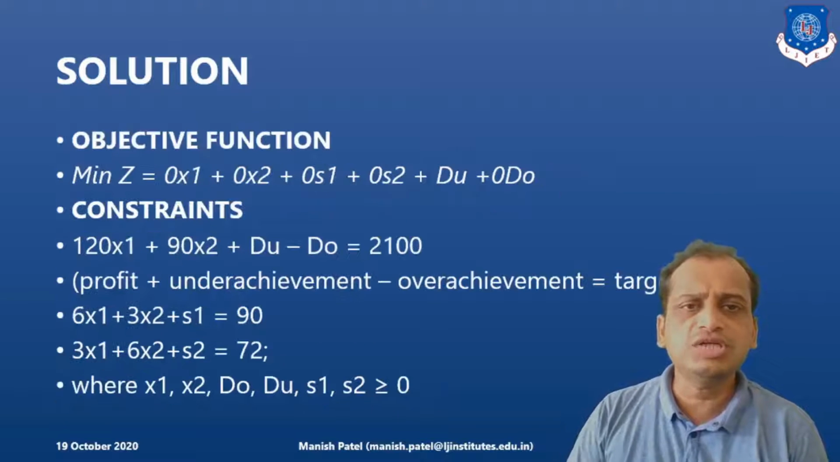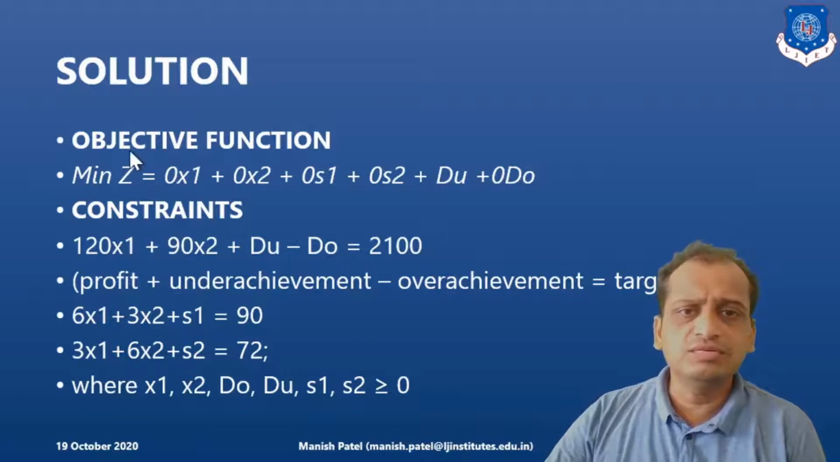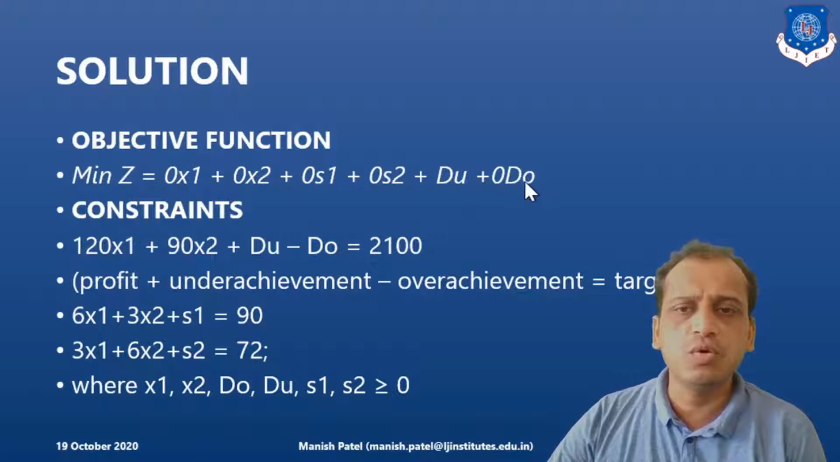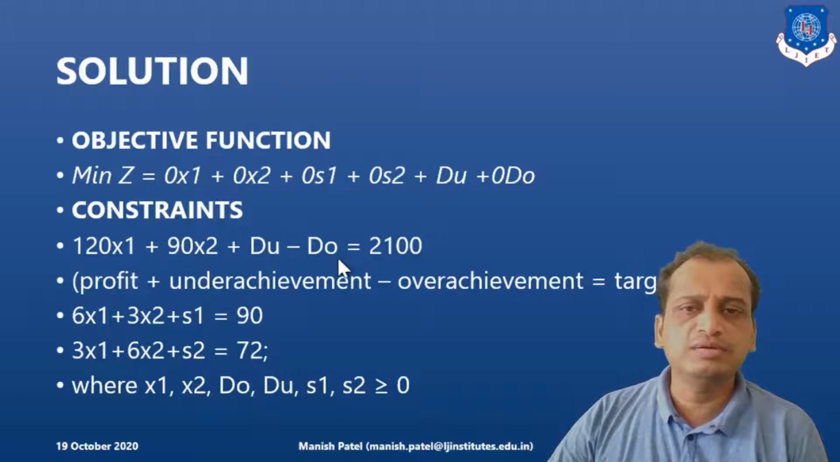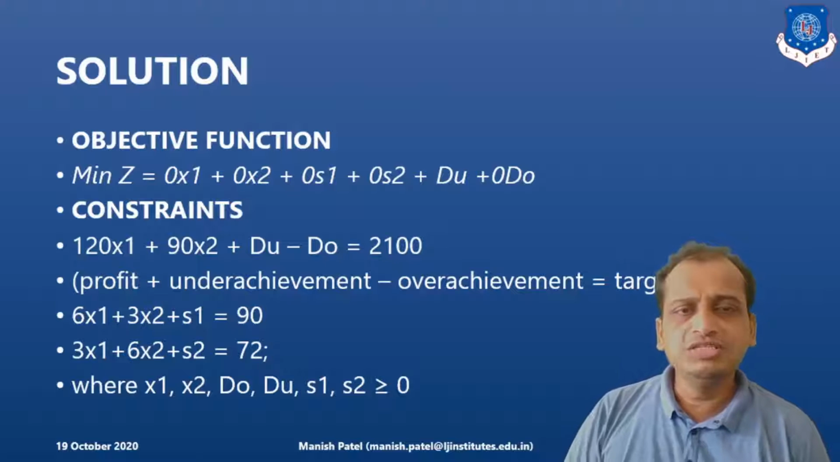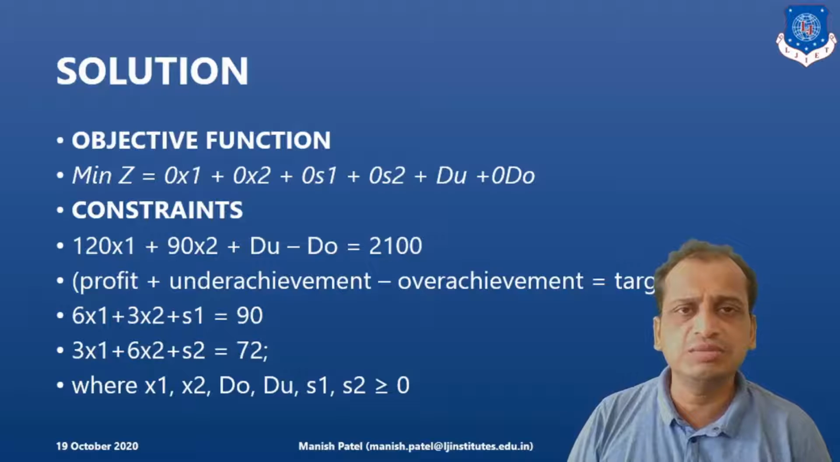So converting them into standard form, we can write minimize z is equal to 0x1 plus 0x2 plus du plus 0 do. And in the constraints, we also add the underachievement and overachievement with the target. And we also introduce two slack variables so that we can convert the inequalities into equalities, where all these variables are greater than or equal to 0. So what is the purpose of formulating this into goal programming? We can easily employ the simplex method.